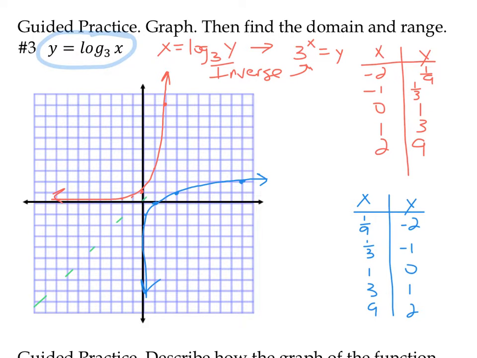If I put the line y equals x in there, because x equals y, I was switching x and y to get an inverse. So we could flip that red graph over that green dashed line, and it would give us the blue logarithmic graph. So you can see what the general form of the logarithmic graph is going to look like. They should look generally like that.